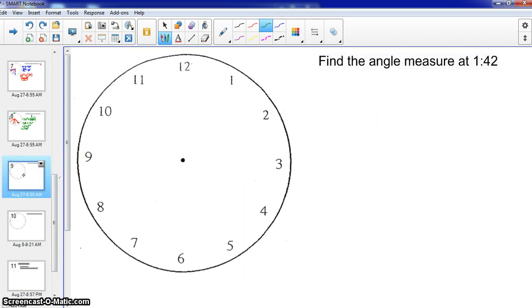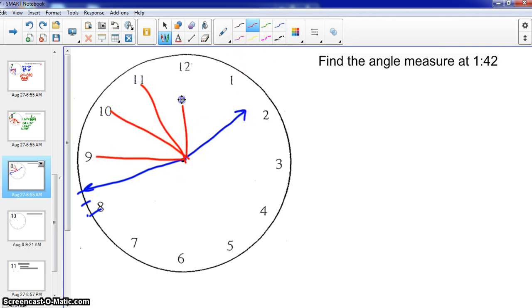The next two examples are a little different because we have to worry about the minute hand as well. When we accurately draw 1:42, we have the minute hand at 42 and then an hour hand. Again, first of all, find out how many 30-degree sections there are. So we have 120 degrees. And then we need to do the hour hand. It's past 1 o'clock. How far past 1 o'clock? It's 42 minutes past 1 o'clock.